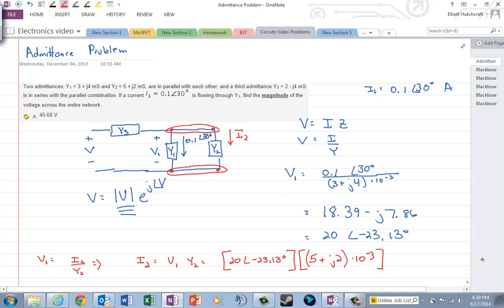And so I've got those two multiplied by each other. The voltage times the admittance will give me that current. Let's see what I get out of that. I get 0.1077 with an angle of minus 1.33 degrees. Okay, that's all the significant digits I'm going to put there.